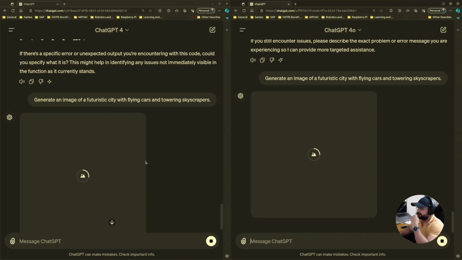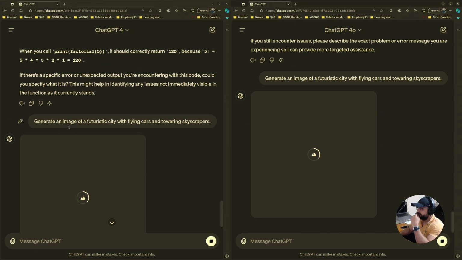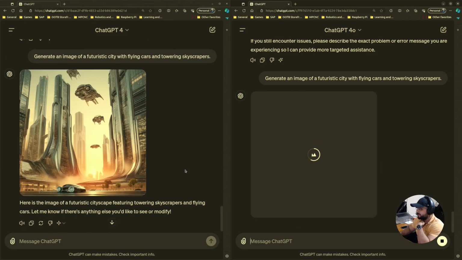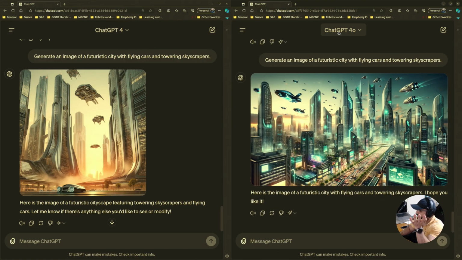So the prompt that I have given them is: generate an image of a futuristic city with flying cars and towering skyscrapers, right? So this is the image that 4 came back with. Definitely quicker in terms of the image generation times. And 4o is working on that. But this is also because most people have probably switched to 4o and they are experiencing some more image generation load, right? But this is cool.